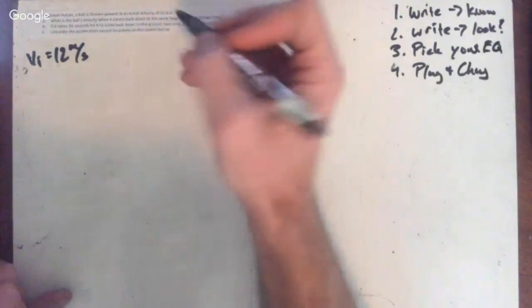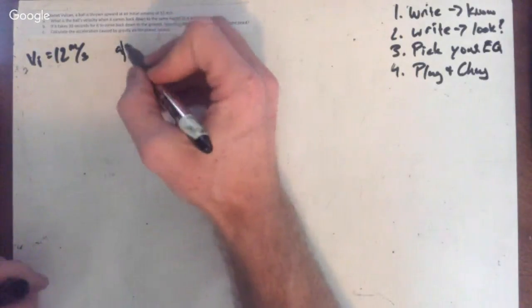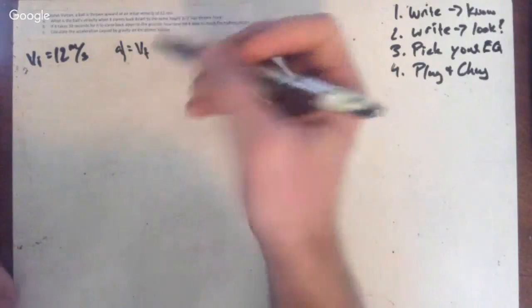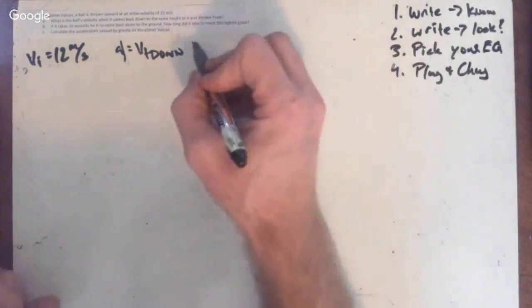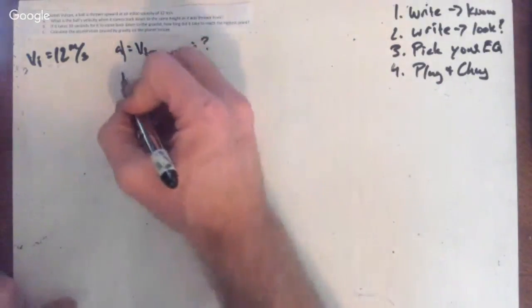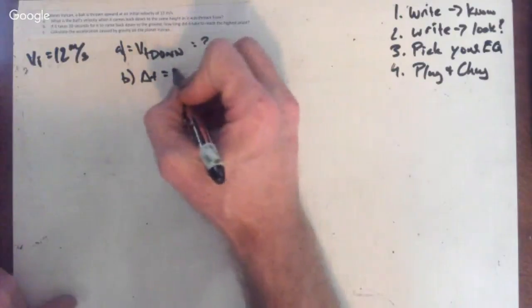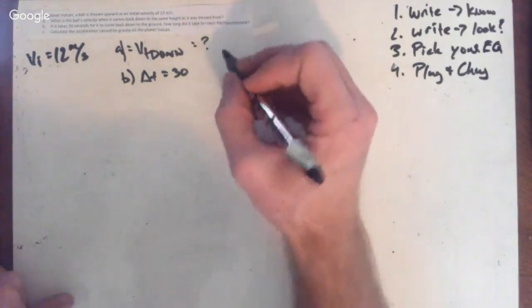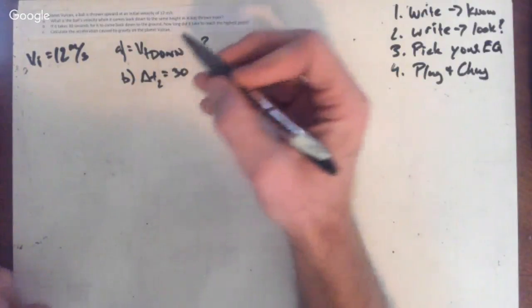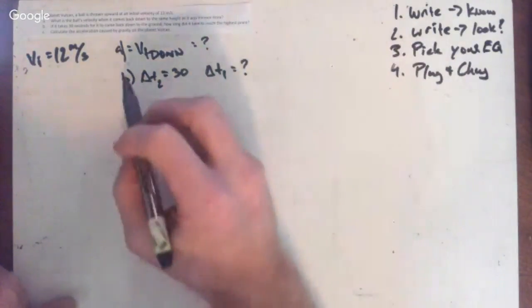Okay, so for A, for letter A, what is the final velocity when it comes back down? VF down. Okay, we don't know that yet. B, if it takes 30 seconds, so delta t equals 30 seconds, for it to come back down to the ground, how long did it take to reach its highest point? So delta t down, so what is delta t1?